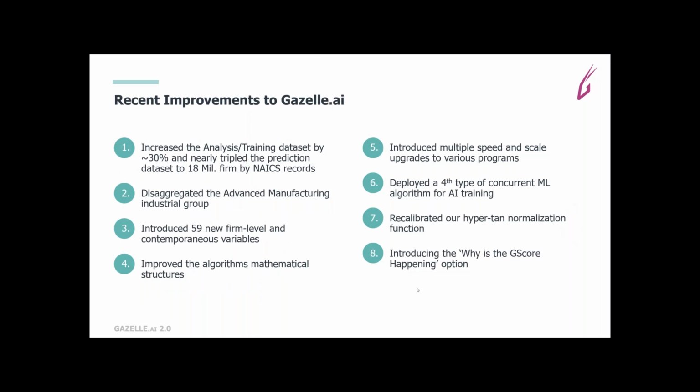Before moving on to some of the results, I'd like to highlight some of the recent improvements we've made to Gazelle in response to this COVID outbreak. First of all, we've been able to increase the analysis training data set by about 30%, and we've nearly tripled the prediction data set to 18 million firm by industry combinations. Because of all this extra training data, we've been able to disaggregate the advanced manufacturing industrial group into 4 additional groups. So that's for a total of 5 industrial groups within that advanced manufacturing category.